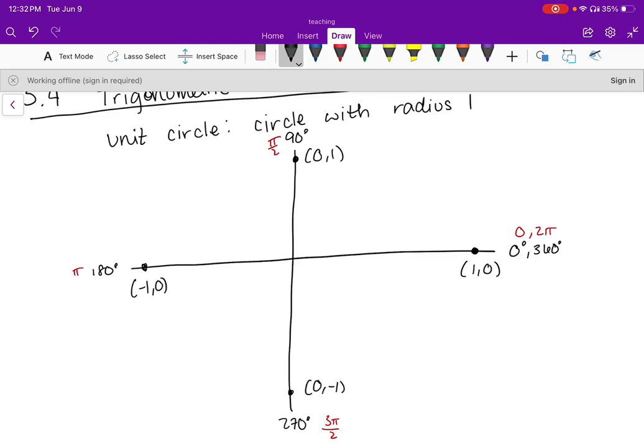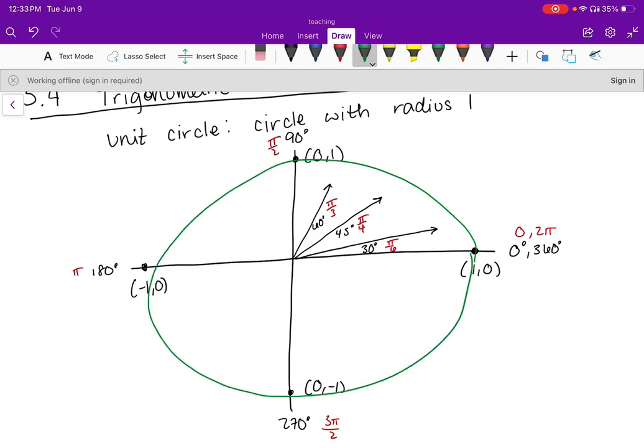The other common angles we've talked about up to this point are 30 degrees, 45 degrees, and also 60 degrees. In radians, that is pi over 6, pi over 4, and pi over 3. The unit circle is a circle with radius 1, so imagine that there's a circle wrapped around all of this, and imagine it's actually a circle and not my terrible drawing.